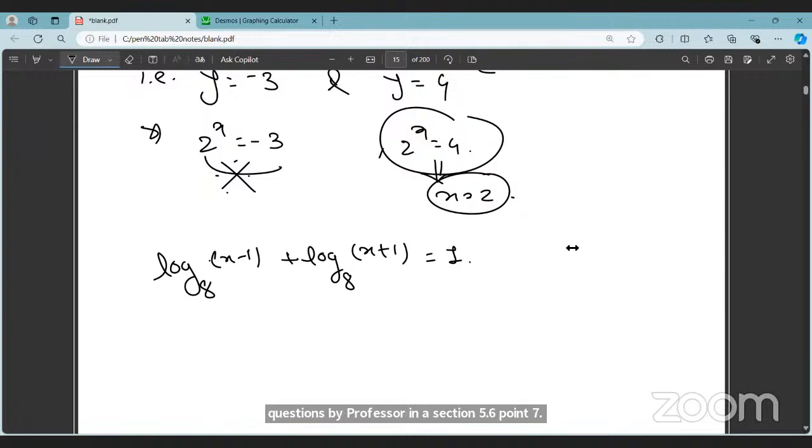In that, x square minus 1 is equal to 8, correct, ma'am? x square is equal to 9 is coming. When you solve, x is equal to plus or minus 3 is coming, correct?